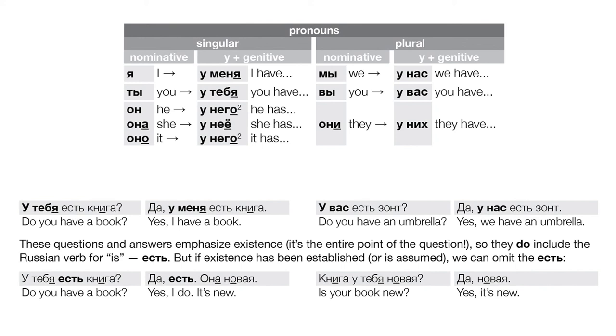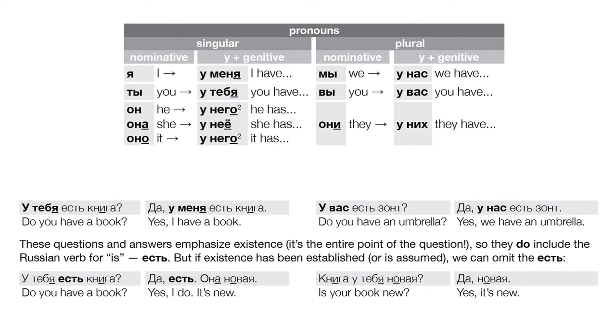So for example, у тебя есть книга? At you is book. У тебя есть книга? Да, у меня есть книга. Yes, at me is book. Here we are including a linking verb, есть, because we're emphasizing the existence of the thing. We're going to talk more about that later.